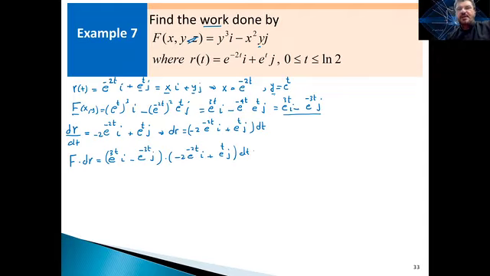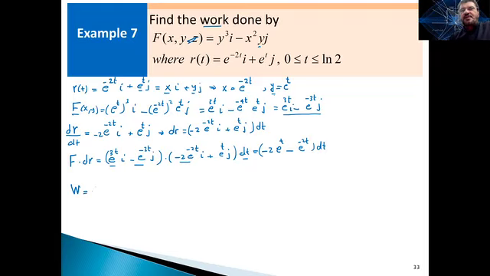All right, guys, let's multiply. The first times the first, you get negative 2. Now, when you multiply, you add the powers. e to the 3t minus 2t. So 3t minus 2t is t. So this is e to the t. Then the second times the second: minus, here is minus. e to the minus 3t times e to the t is e to the minus 2t. That's it. This is F dot dr. And then you put dt at the end.